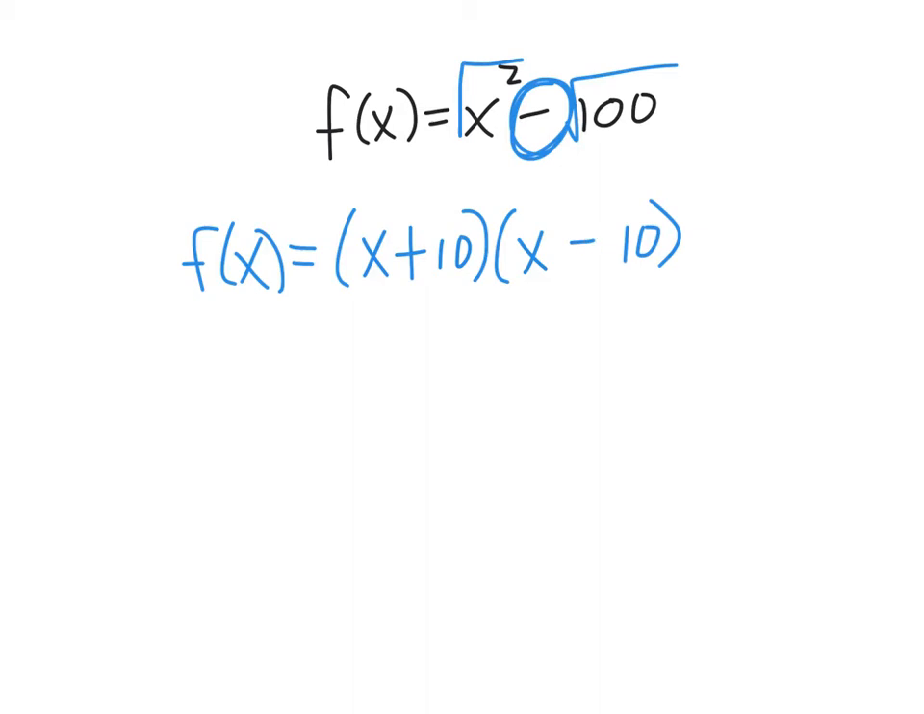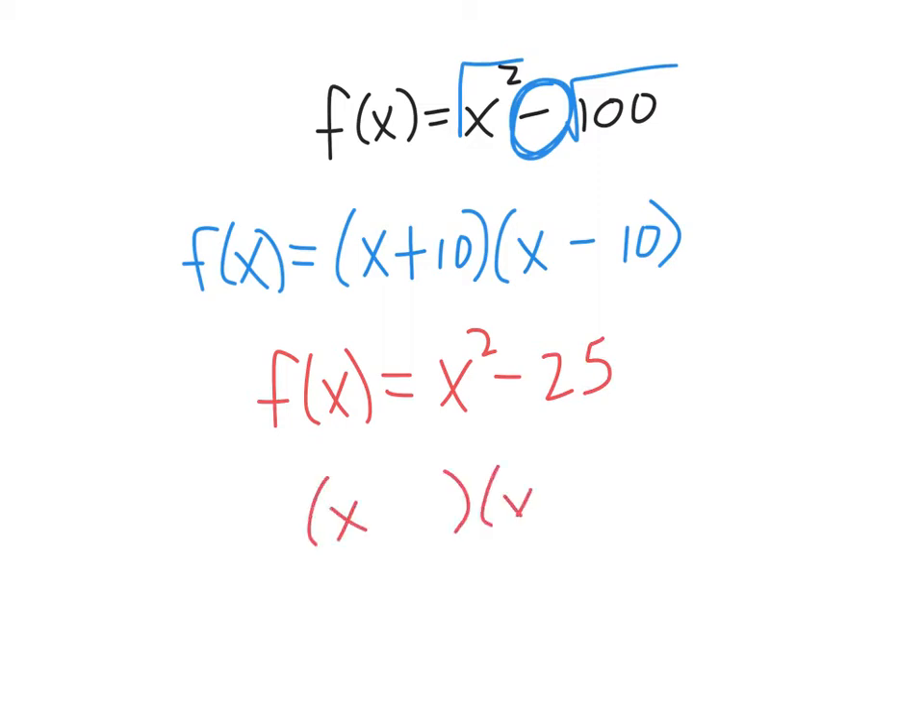So let's try another as an example. Let's say that we have f of x equals x squared minus 25. So I got my x's. And then if you look at that 25, the square root is 5 times 5. So I make one of them positive and one of them negative. And that's my solution.